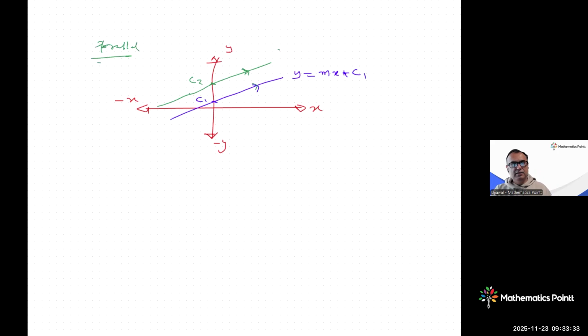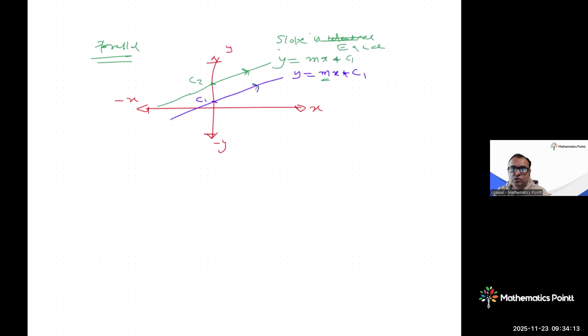And for parallel lines, the slope is identical. Or identical might not be the right word. Equal. Slope is equal. So if I were to write the equation of this line, I will write it as y equals to, now since the slope of the first line was m, I cannot use anything else. Mx plus c1. So the slope of two lines are exactly the same.